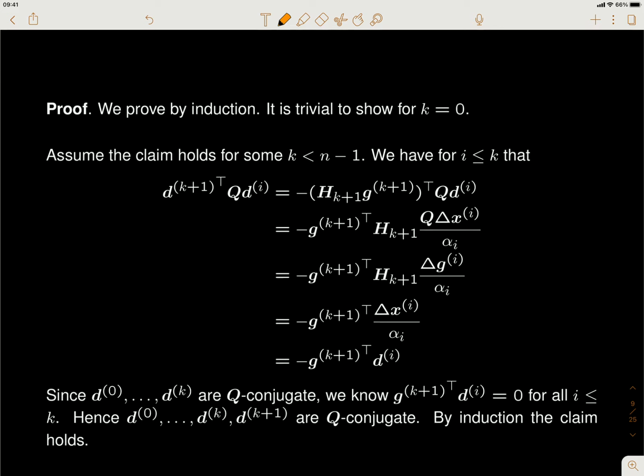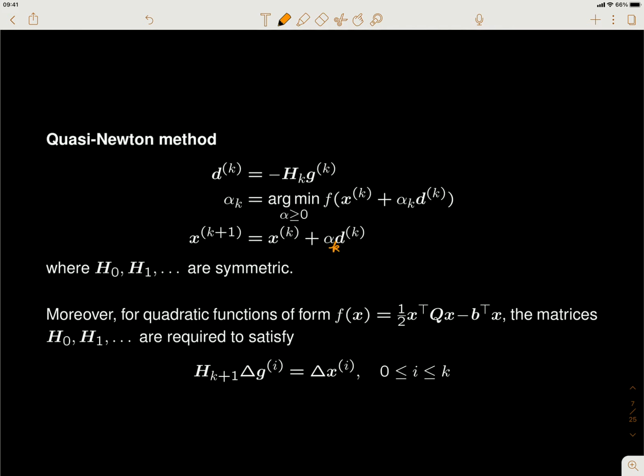So we're going to show this for the Quasi-Newton method. Again, we're going to show this by induction. We first show that d1 is Q conjugate with d0. Then that would be trivial to show. If we start with, let's see, remember that we get the d0.